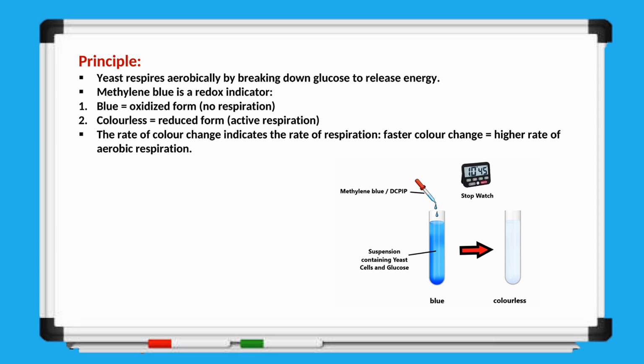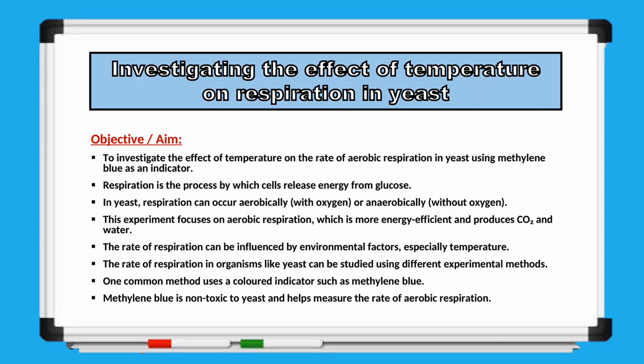Essentially, the speed at which the color changes tells us about the rate of respiration. The faster the color fades, the higher the rate of aerobic respiration in the yeast. Then, the objective of this practical is to investigate how temperature affects the rate of aerobic respiration in yeast, using methylene blue as an indicator.